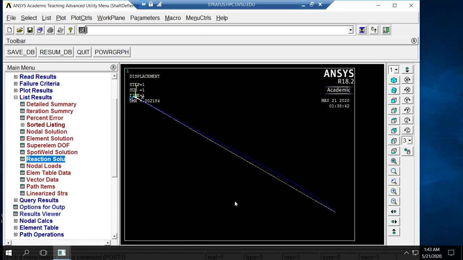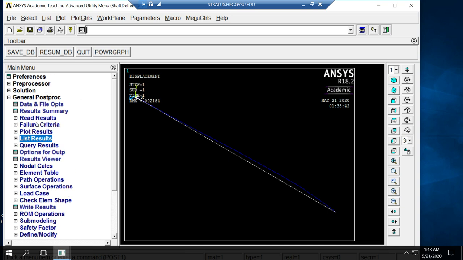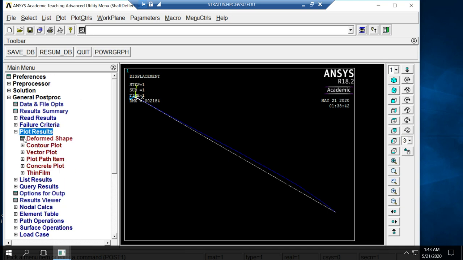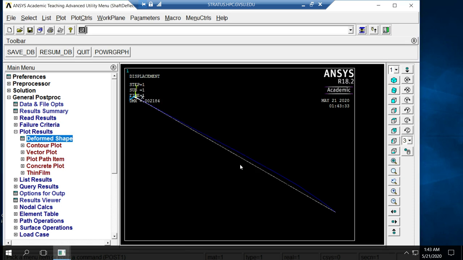Okay, now that the solution is done, first let's look at how the shaft is getting deflected. So I can show you the deformed and undeformed shaft here.